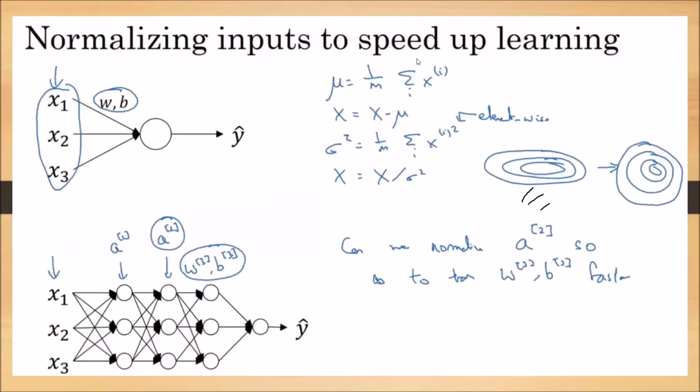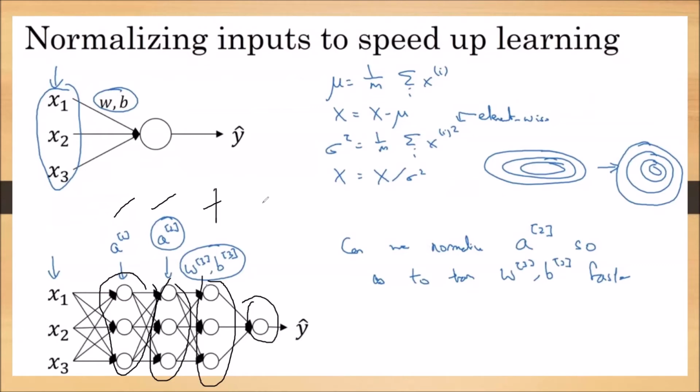Now observe that we are taking a deep neural network with 4 layers. In layer 1, we have 3 activation units. In layer 2, we have 3 activation units. In layer 3, we have 3 activation units. Layer 4 has 1 activation unit. It is a 4-layer deep neural network.